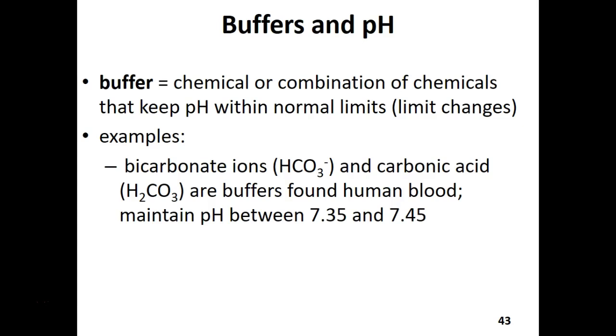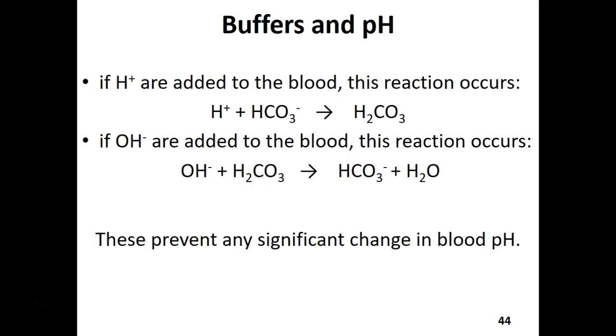Anything below 7.35, we would enter into acidosis. Anything above 7.45, we would enter into alkalosis. In both cases, we're very ill. So this buffer system helps to maintain our blood at that 7.35 to 7.45 range.